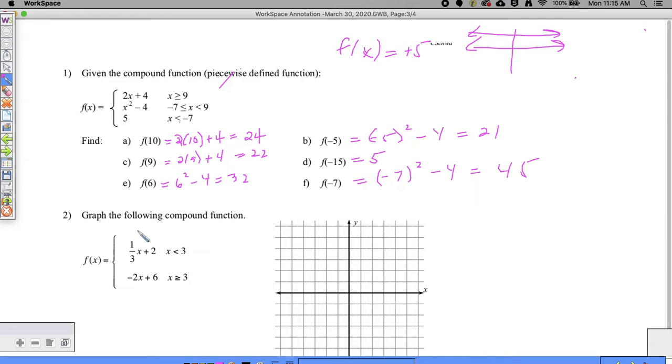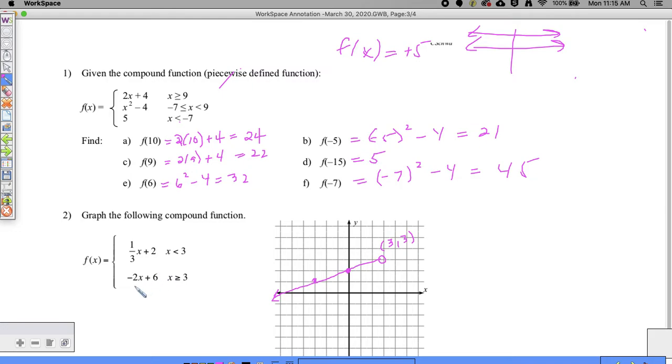If I plug 3 into this top function, that's going to be my boundary point. So if I plug in 3, 1/3 of 3 is 1 plus 2 is 3. So over here at 3, 1, 2, 3, I'm going to put an open circle, and I'm going to call that (3, 3). Now, my slope is 1/3, right? I'm not going to go up and right because I'm going less than 3. So I'm going to go down 1 and to the left 3. And look at that, I actually hit the y-intercept down here. So this is what the top half of my piecewise function looks like.